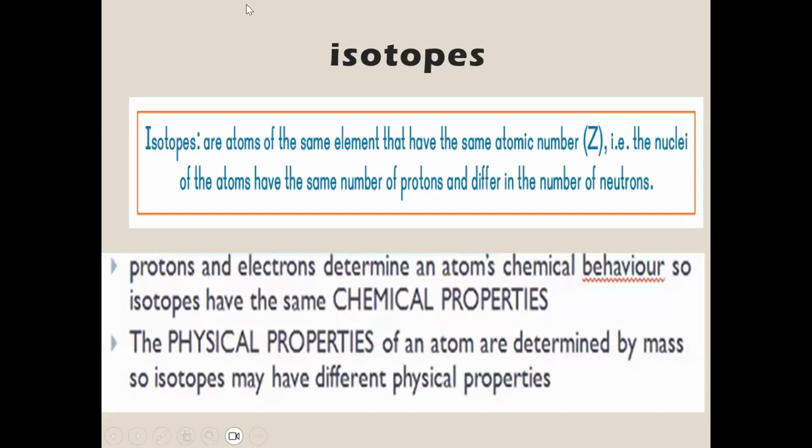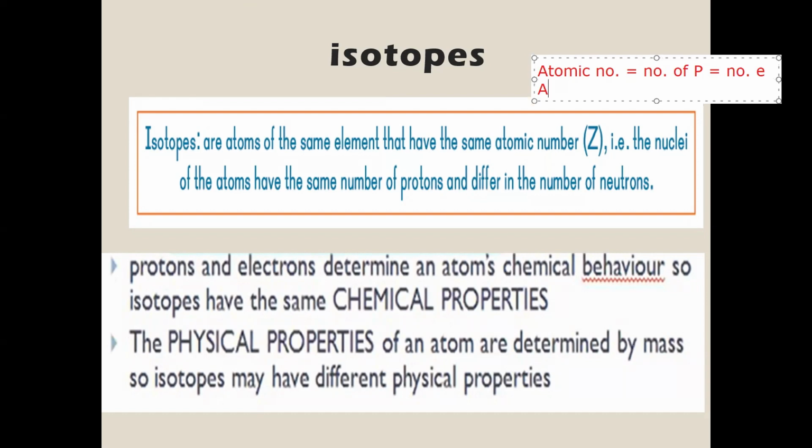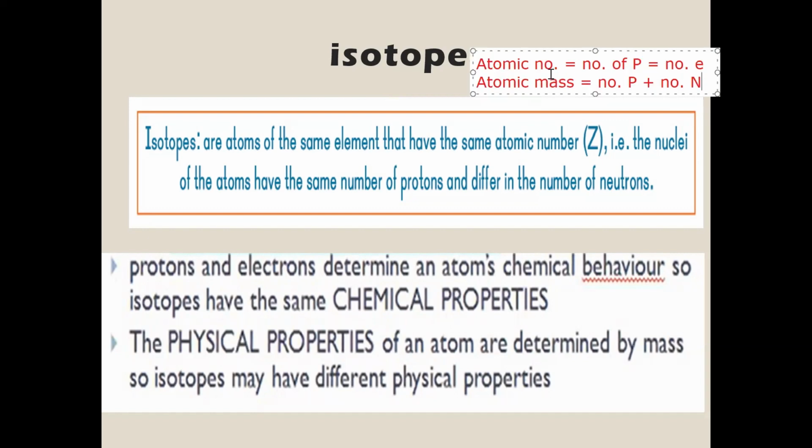Again, let's remind you, the atomic number is the number of protons, which equals the number of electrons. But the atomic mass is the number of protons added to the number of neutrons, which is the number of particles inside the nucleus, the mass of the nucleus. So an isotope has the same atomic number.